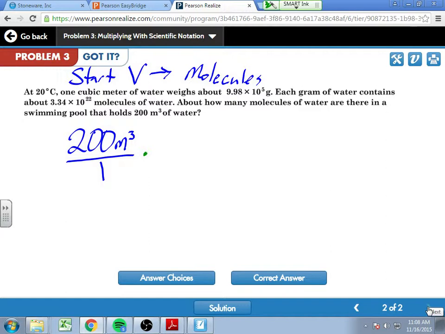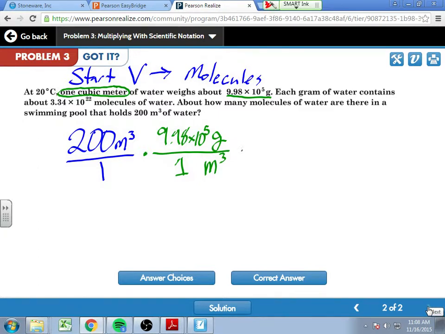So then, I want to get rid of my meters cubed. So I know it needs to go on the bottom. Well, I see that 1 cubic meter represents 9.98 times 10 to the 5th grams. So I can just put 9.98 times 10 to the 5th over 1. And now I know my meters cubed will cancel.